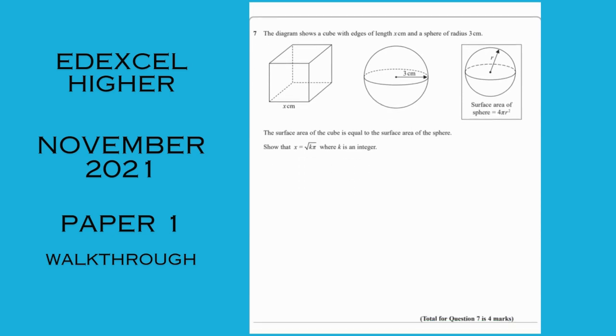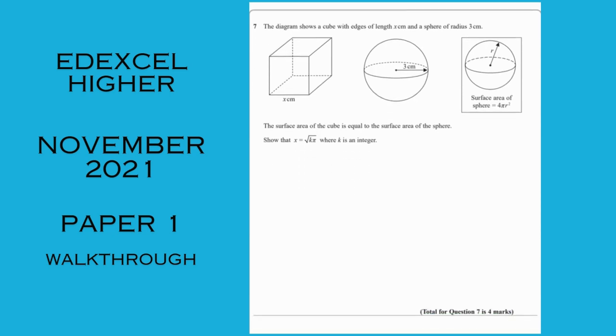Number 7. Doesn't look friendly, but one of those where I just recommend to anyone, if you don't like the look of them, just get started. If that x actually had a value, what would you do? Well, you'd square it to find the area of one face and times it by 6 because there are 6 faces. Doesn't change just because there isn't a number there. Alright, so the surface area of the cube is just 6x squared. Nothing more complex. Let's look at the sphere.